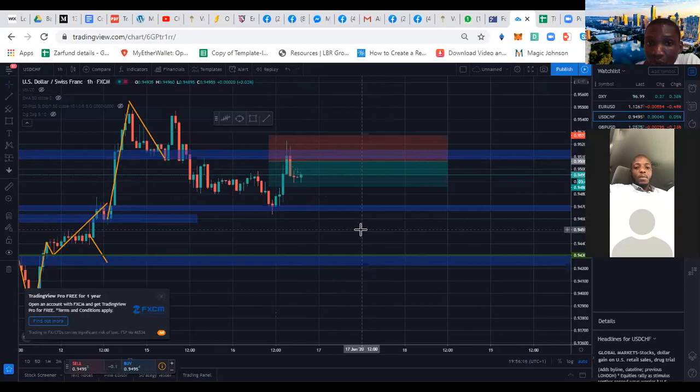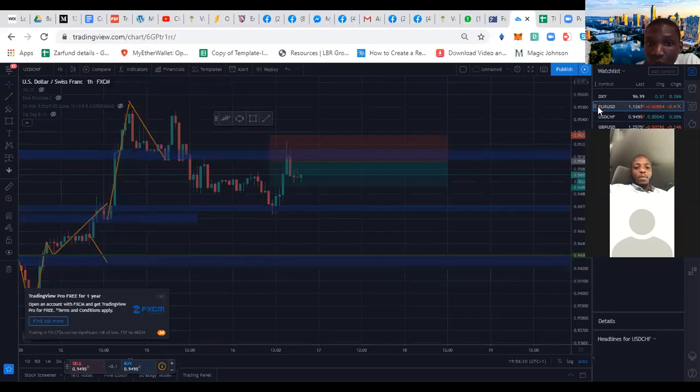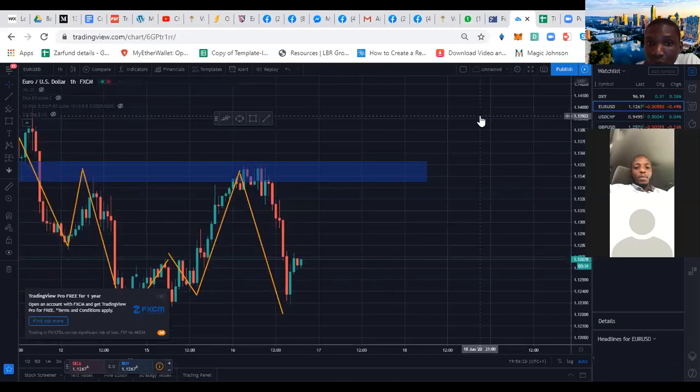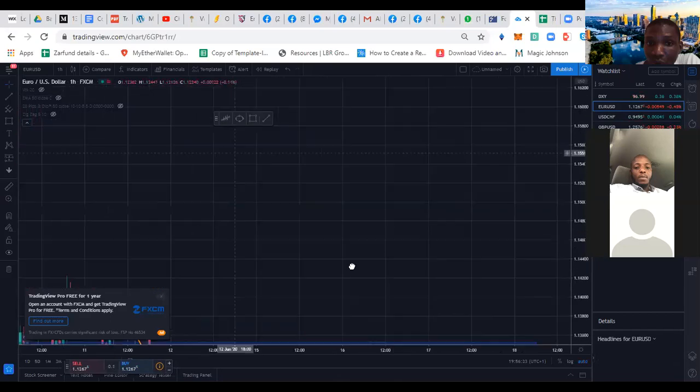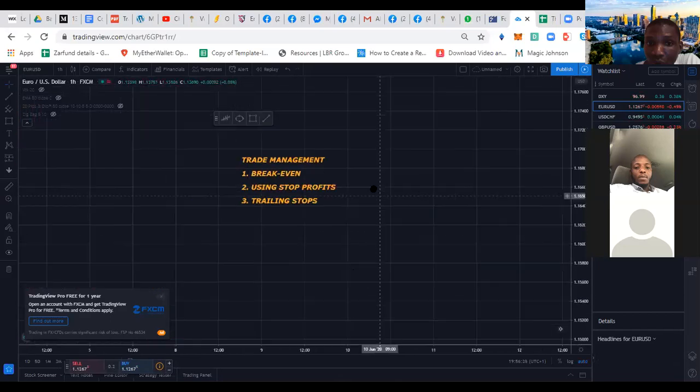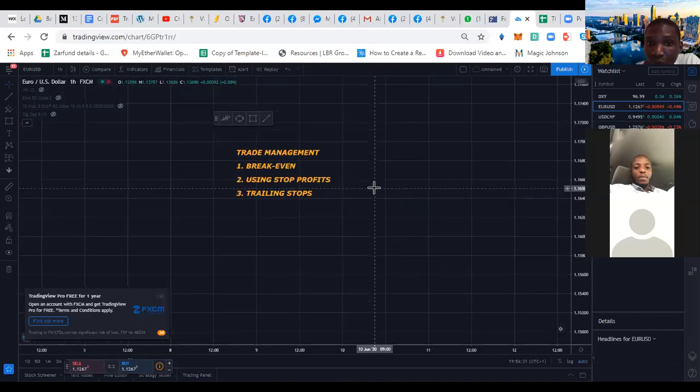You can leave the trade running as long as you have managed the trade properly. Trade management is how you handle a trade that you have already entered, in such a way as to hold on to the profits that you have made.